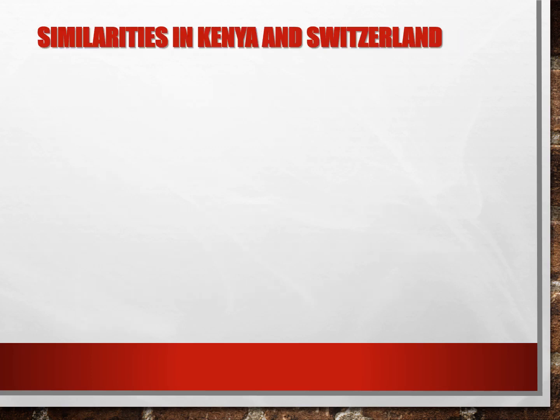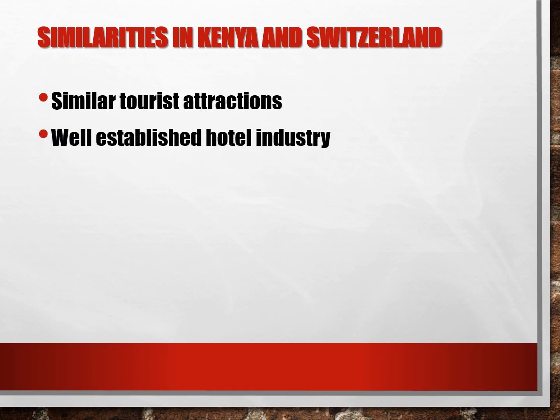Now we compare Kenya and Switzerland in terms of similarities. Both countries have similar tourist attractions. We have said the snow-capped mountains. In Kenya we have Mount Kenya. In Switzerland we have the Alps. Well-established hotel industries. We have 5-star hotels in Kenya. Even if ours may not necessarily match Switzerland, we have world-class hotels in both countries. And I remind the students to mention that it is in both countries. You are comparing.